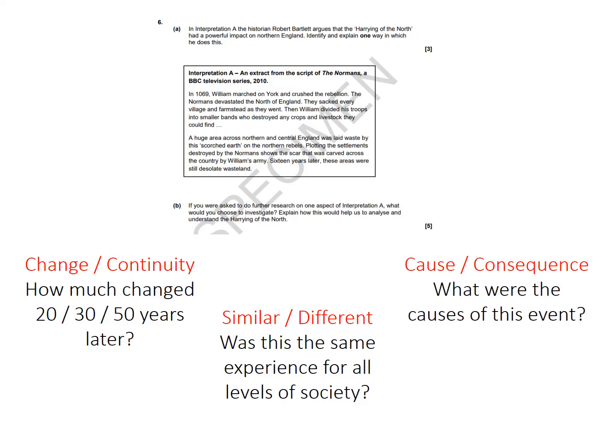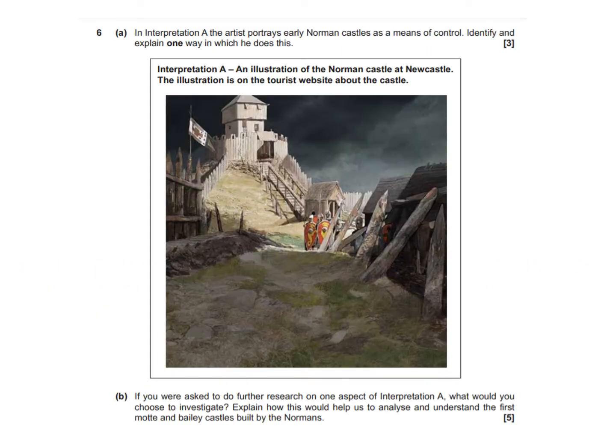Or I could look at cause and consequence. What were the causes of that event? So one further aspect that I would like to look at in terms of the Harrying of the North are the precise causes. I'd like to look at the long-term causes and the short-term causes of this event. Three things. I'd choose one of them. Really simple. Look at a second example.